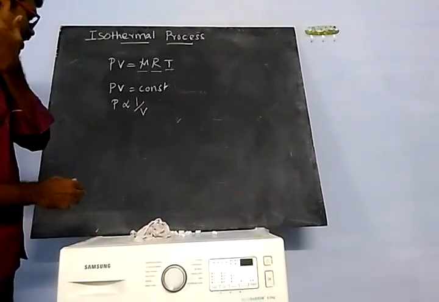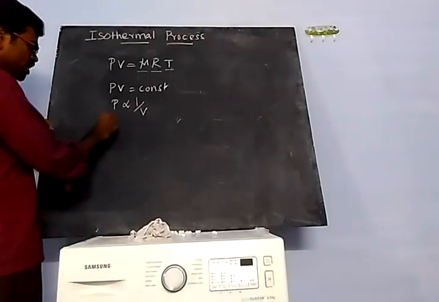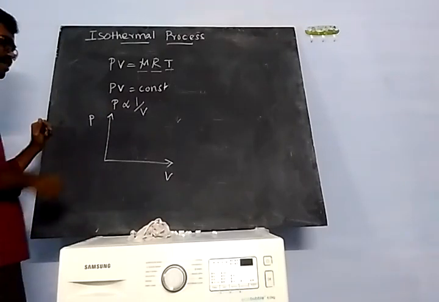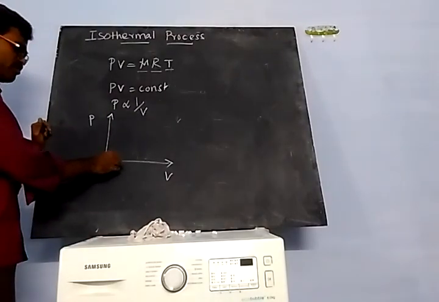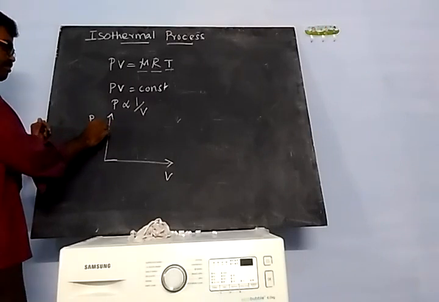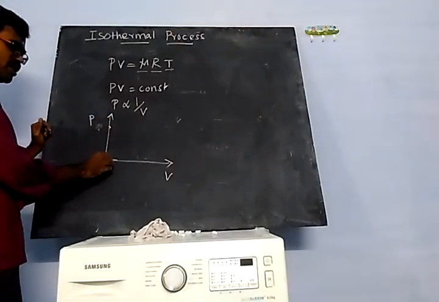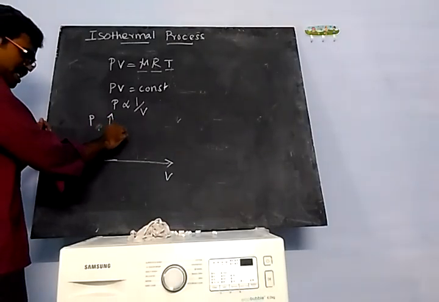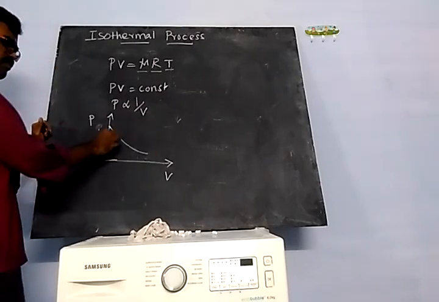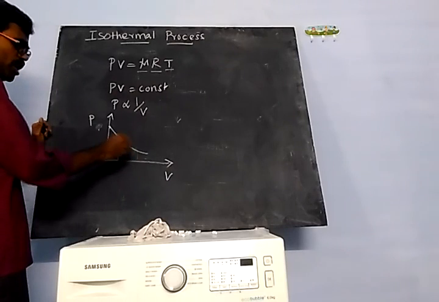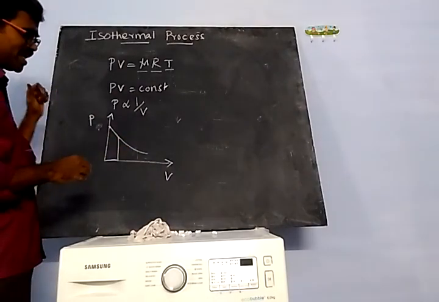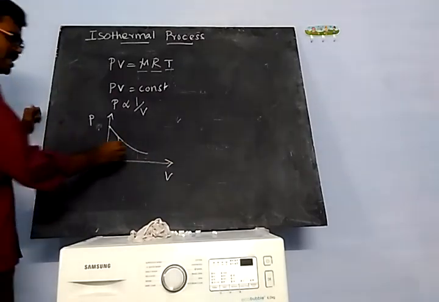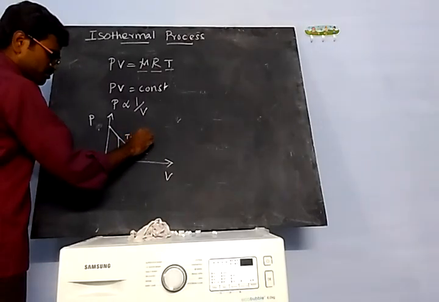Now we are going to draw a graph. On the x-axis take the volume and on the y-axis take the pressure. When you increase the volume, initially the pressure is at this point, Pi. As you increase the volume, the pressure comes down, decreasing like this. This gives a parabola. This graph shows the curve at constant temperature T.